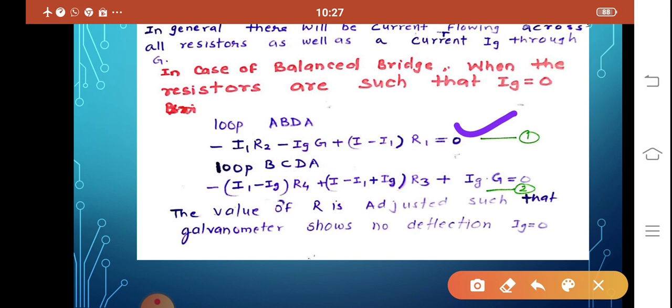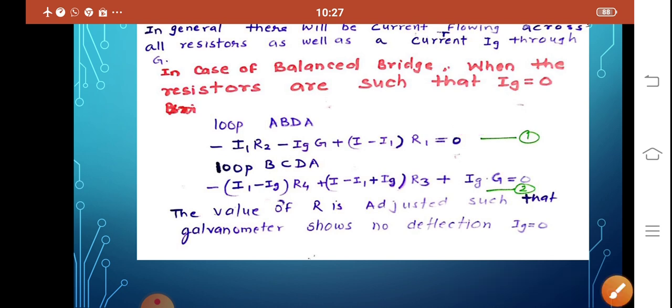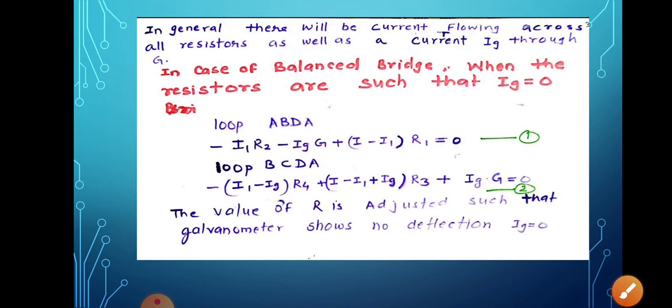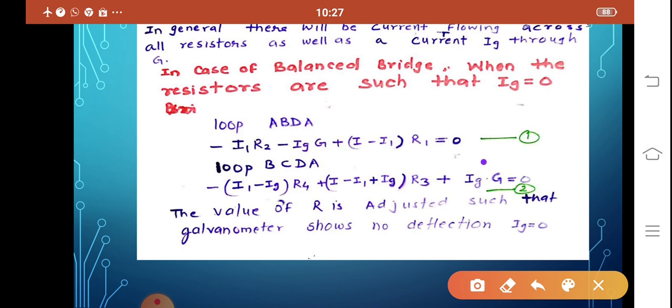Then you can use loop BCDA. In that also, in the direction of current, the product of current and resistance will be negative, and opposite to the direction of current will be positive. So in loop BCDA, going along BC in the direction of current, the sign will be minus R4 into this, but when we come here, current is going this way, so its sign will be plus. When we go this side, here it is plus Ig into G. See, plus Ig into G.